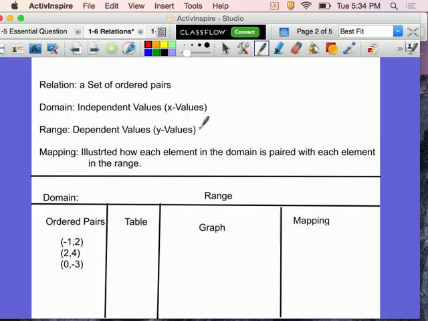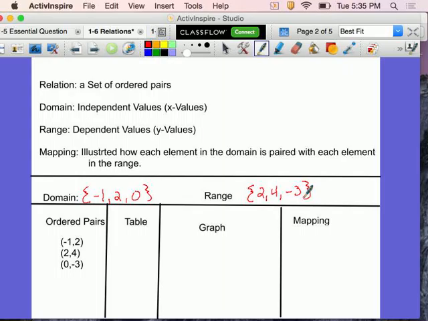So there are 4 basic ways to show a relation. We've got an ordered pair here, and maybe someone would ask you to give the domain. So you use a set bracket since it's a set of numbers, and you would put -1, 2, 0, because that's our domain here, our x values. And then the range, again, that's a set of numbers, so use your bracket. So that's 2, 4, and -3.